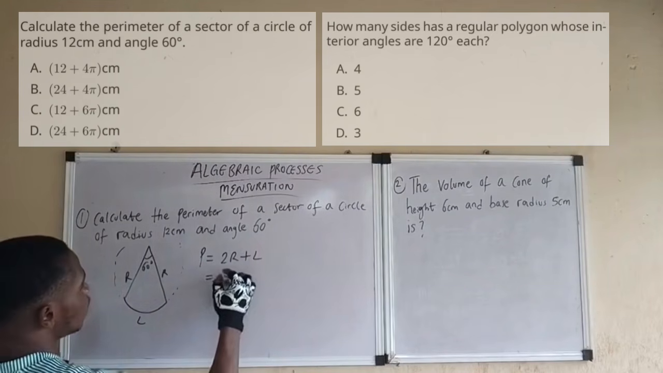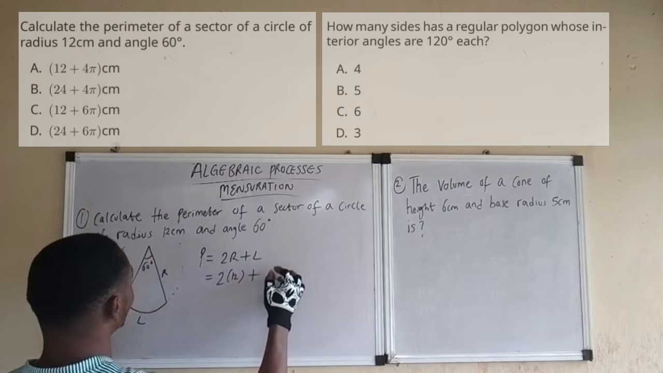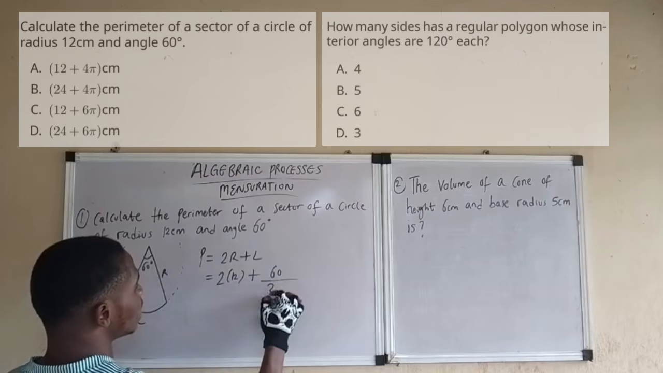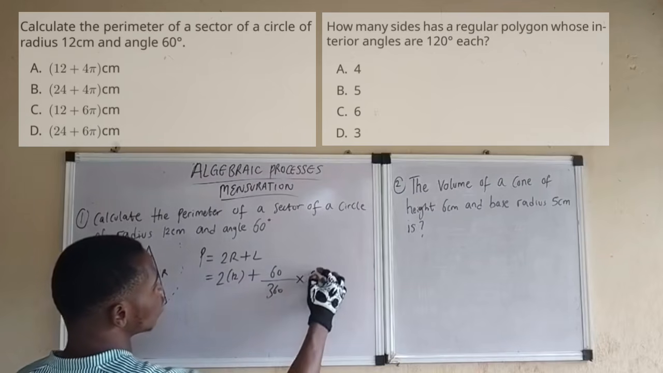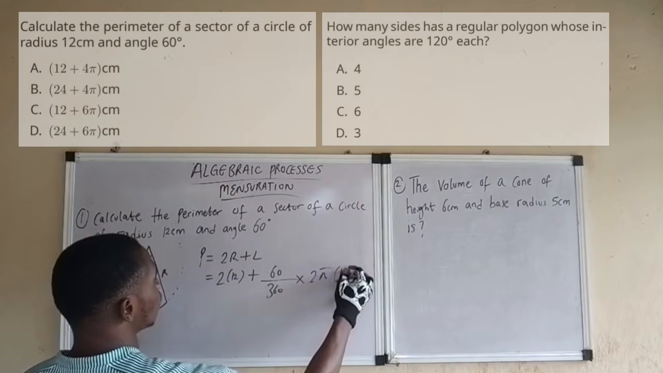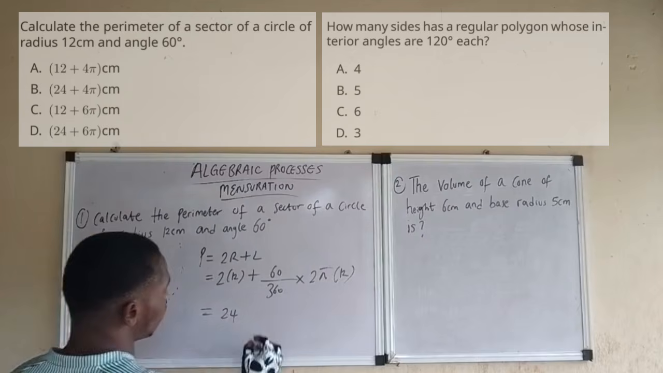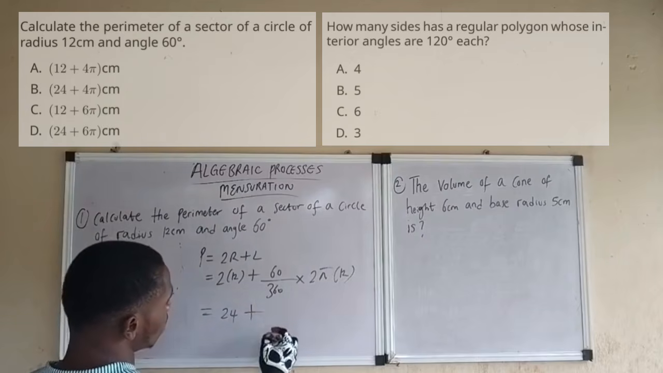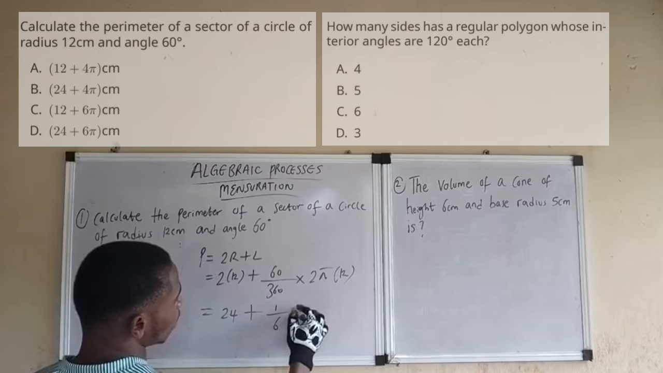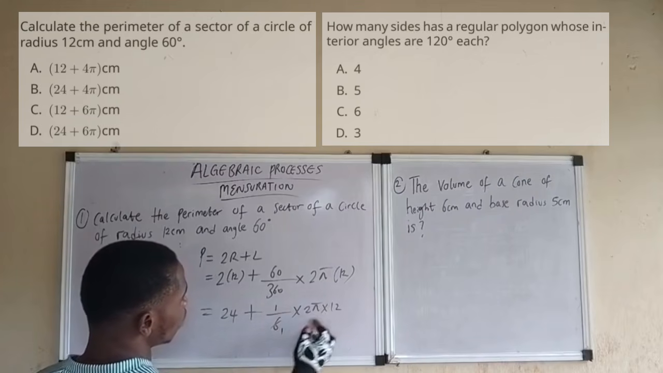All right. So we're having 2 times 12 plus what? Theta over 360, which is 60. Theta in this case is 60 degrees over 360 times 2 pi r, and r is 12. Do you understand? So 2 times 12 is 24 plus 60 over 360. That's going to give us 1 over 6 times 2 pi times 12. 6 here 1, 6 here 2.